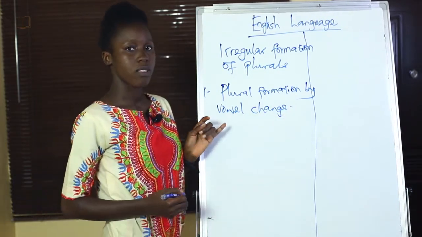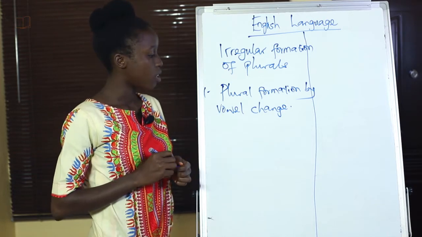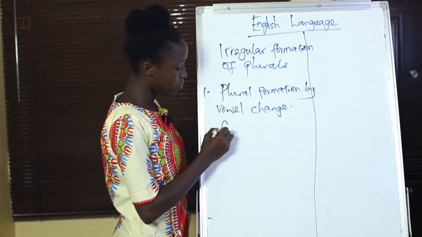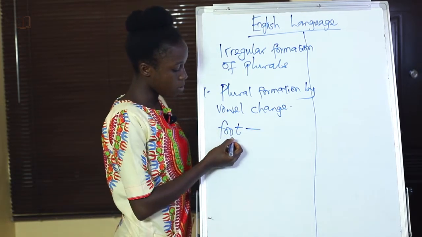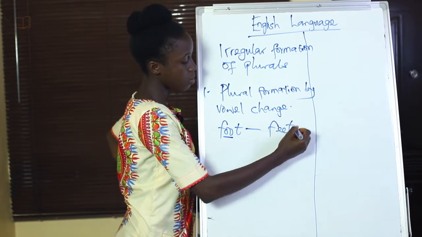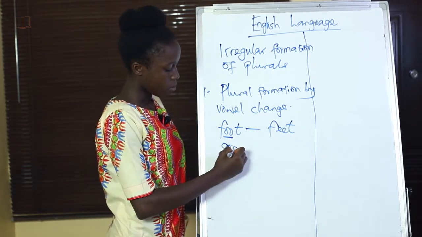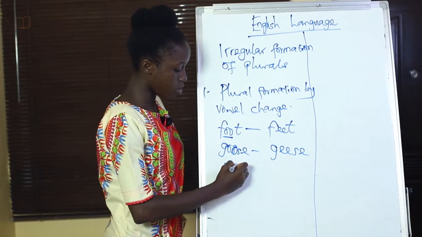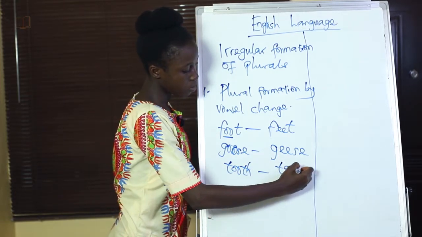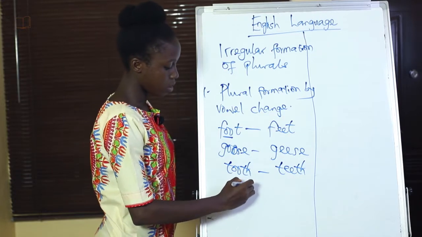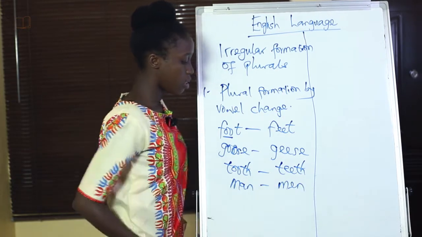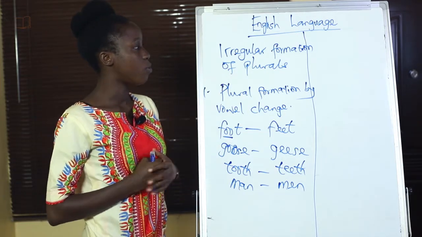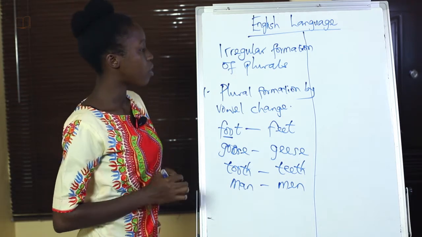What is done here is that the vowel in the word that you want to change to plural form will change entirely. For example, we have foot. You change the vowel to ee and it becomes feet. For goose, you have geese. For tooth, the plural is teeth. Man, the plural form of man is men. We have other examples for that.